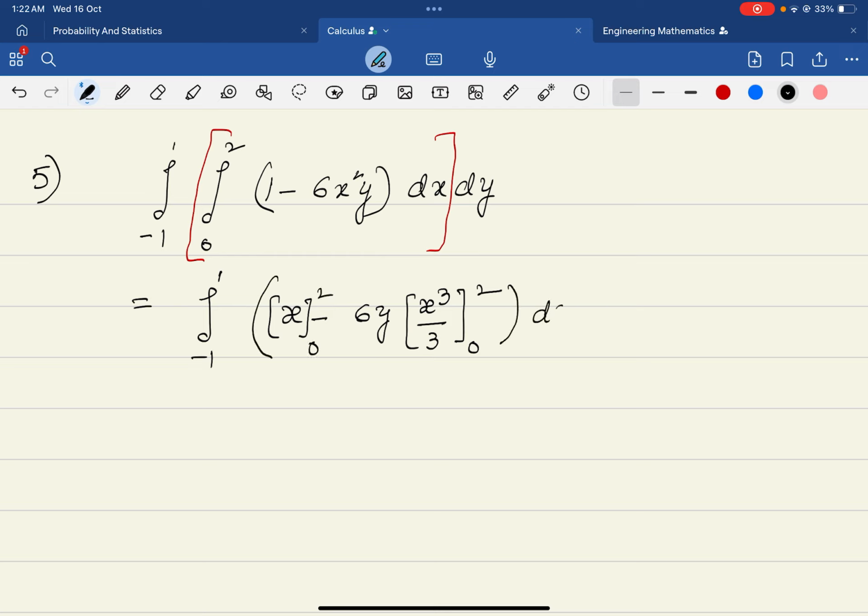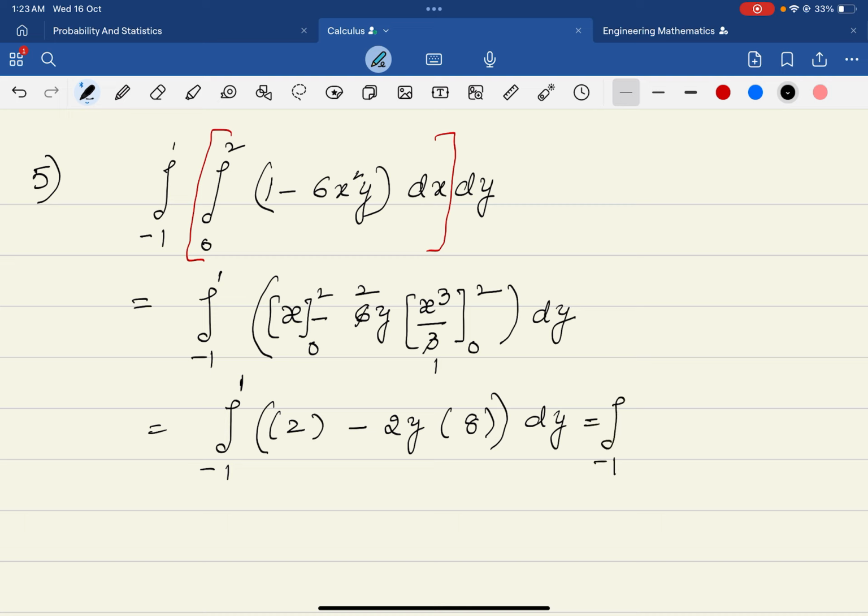Are you able to understand? And now this gives you integral minus 1 to 1, upper limit is 2, lower limit is 0, 2 minus 0. Now this 2 cancels, so it is minus 2y times upper limit 2 cube, which means 8, lower limit is 0, dy. So what is this value? Integral minus 1 to 1, 2 minus 16y dy.